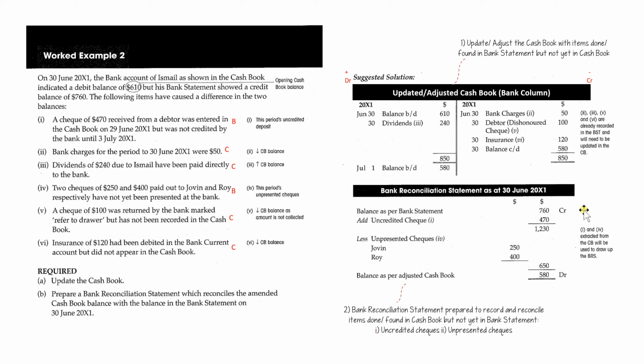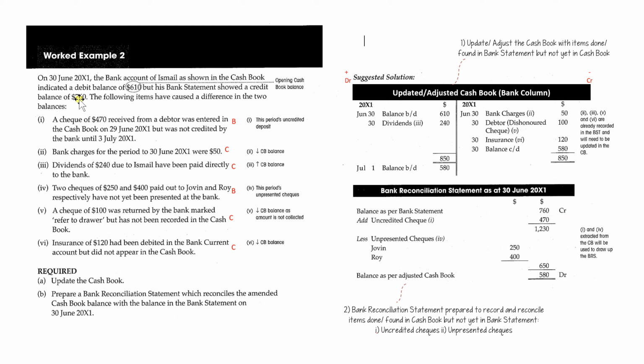Remember, the bank statement normally always has a credit balance. Of course, it can be an overdraft when it has a debit balance, but the normal balance will be a credit balance. So the balance in the bank statement is 760, as they tell you over here. This is a credit balance, so credit balance over here, B.